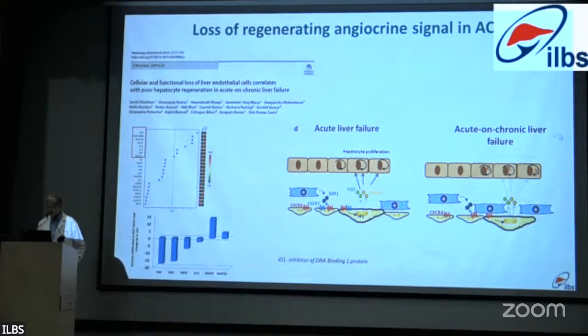Compare acute liver failure with acute and chronic liver failure. In acute liver failure, hepatocyte proliferation goes on. The stromal-derived factor, CXCR4 and 7, will release ID1, the inhibitor of DNA binding 1 protein, which, if it is inhibited, there is cell proliferation. This will go on. But in acute and chronic liver failure, this cycle is broken. There is no ID1, there is no SDF or very little, and this is shown in these plots.